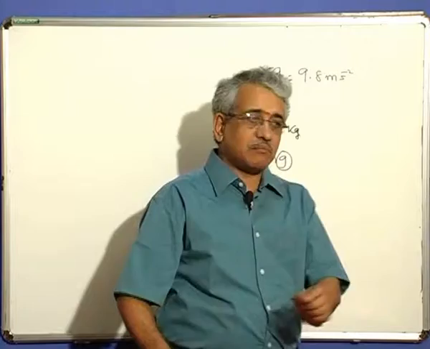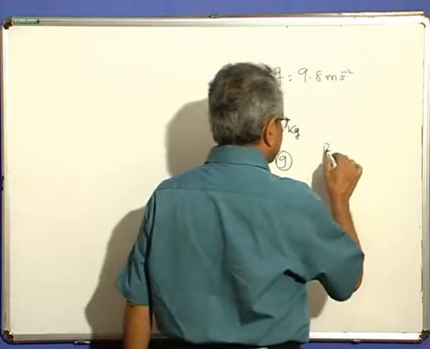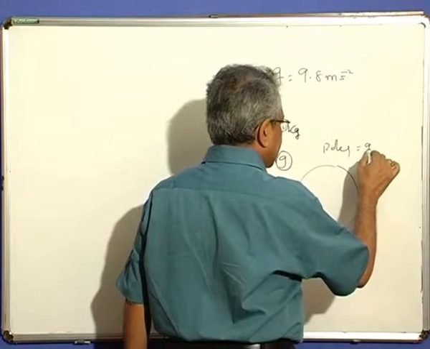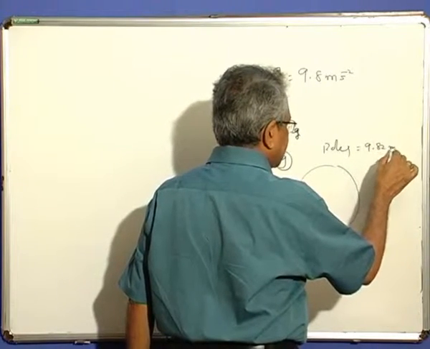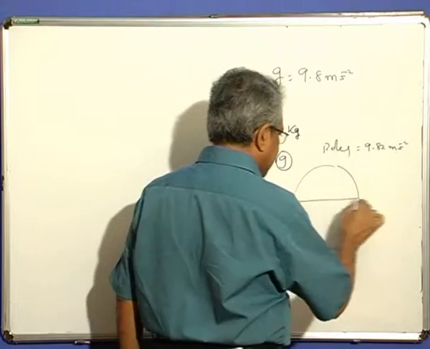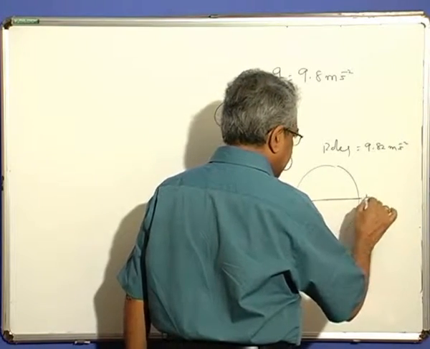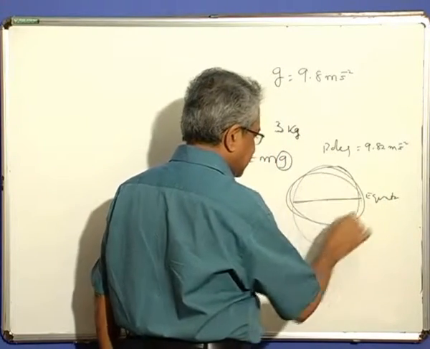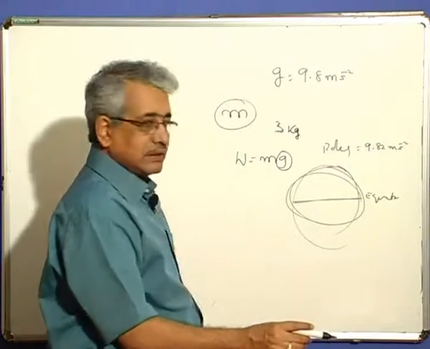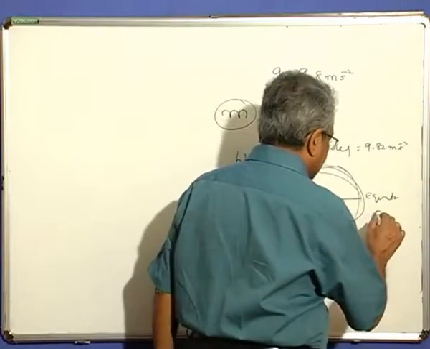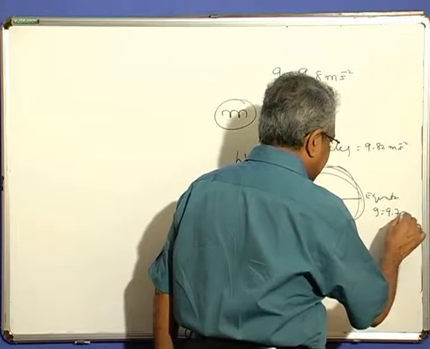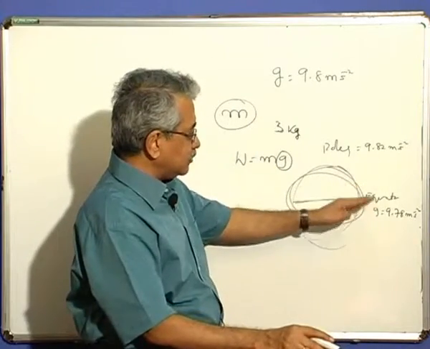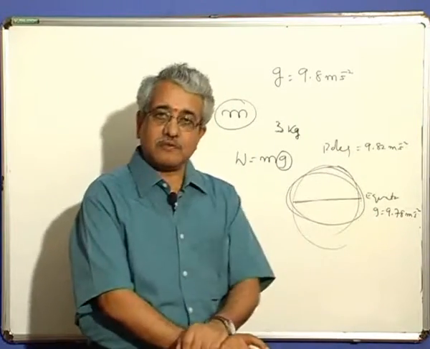In fact, it has the maximum value at the poles. On the earth, at the poles, the value of G is 9.82 meters per second square. At the equator, because the shape of the earth is not completely round, it is a bit bulged at the equator, the value of G is about 9.78 meters per second square. So the range goes like that, and in between places it will have some value between these two.